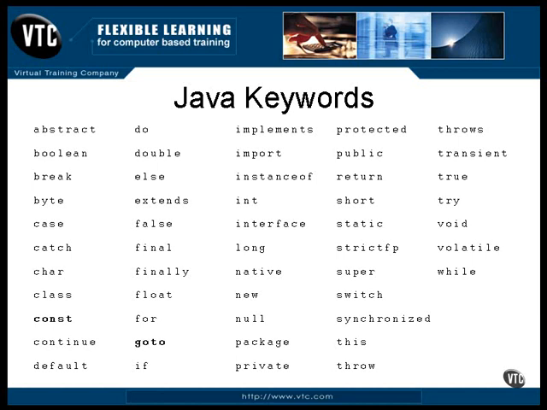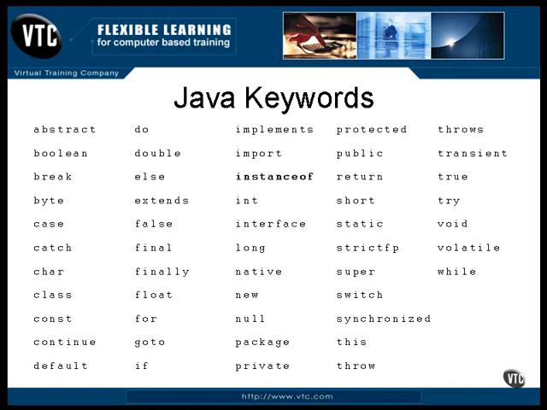The keywords const and goto are reserved, but they're not implemented and serve no purpose at all in the Java language. You should remember the final keyword. When it's used as a modifier on a data item, it turns the data into a constant. When it's used on a class definition, the class cannot be extended.